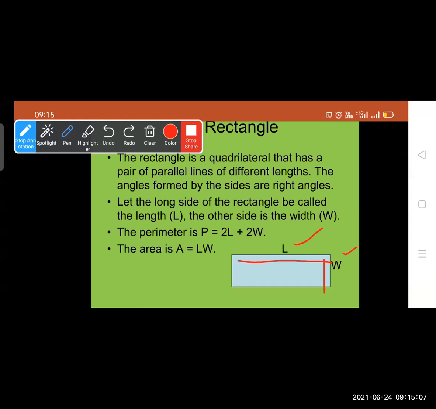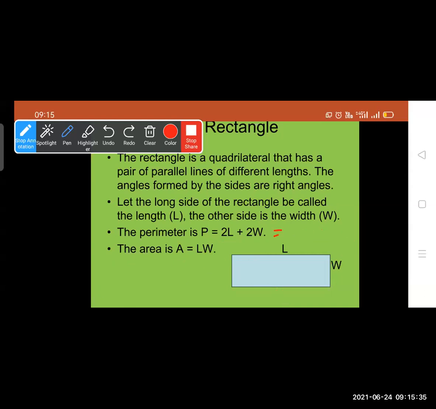Okay. So here we find the perimeter. So perimeter means the sum of the outside edges. So here we write perimeter is equal to, we start from this side, L plus W. Again, this one is L, opposite sides are equal, and this one is W. Again, W plus L plus W. So twice L, twice W. So we get perimeter is equal to 2L plus 2W.